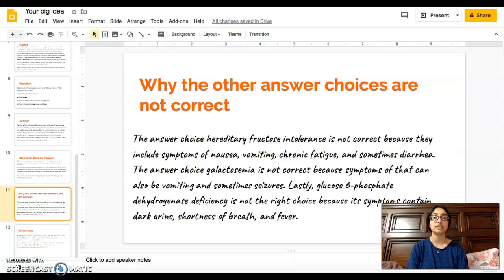All 4 of these diseases, I came to the conclusion, were very much alike. It was like 1 or 2 different symptoms that the baby was feeling, so it's very hard to see which can be the right choice, but I think glycogen storage disease was most likely what the baby was going through.